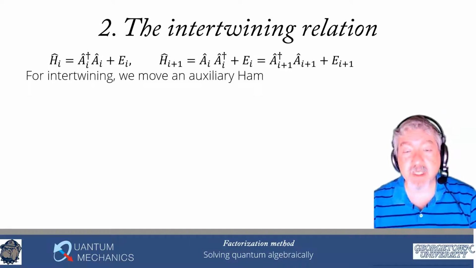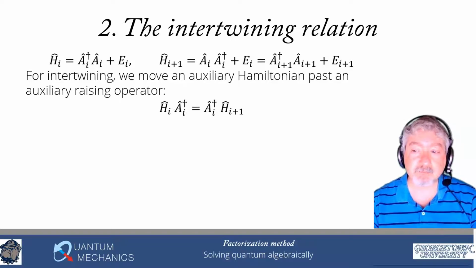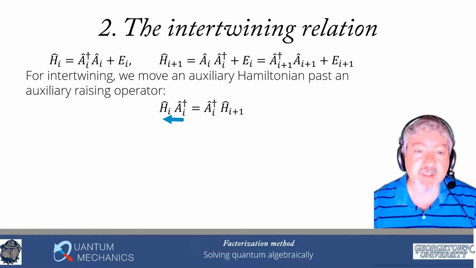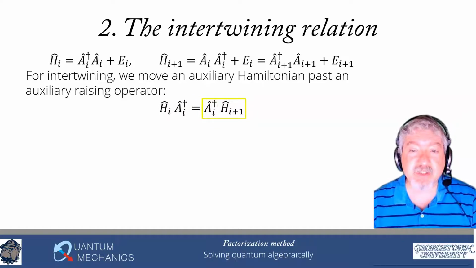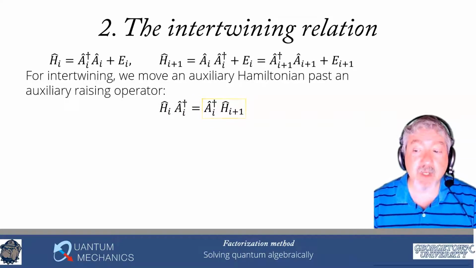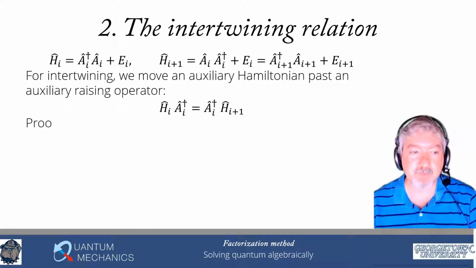So the intertwining relation essentially is having us move the auxiliary Hamiltonian past an auxiliary raising operator. So we start off with H_i A_i dagger, and we want to move the A_i dagger to the left through the H_i, and we want to see what we get. And the claim is when you do that, you get H_{i+1} sitting on the right-hand side. That is by no means obvious, but the proof actually only takes a couple of lines. So let's go through it.